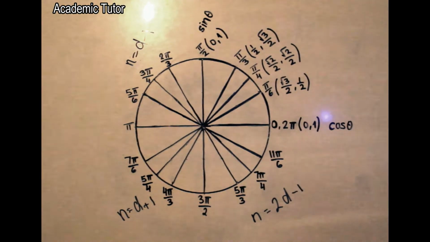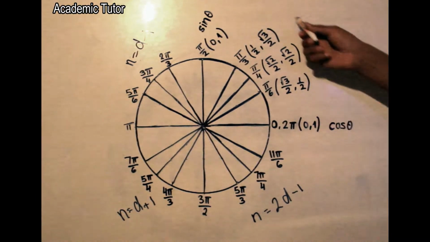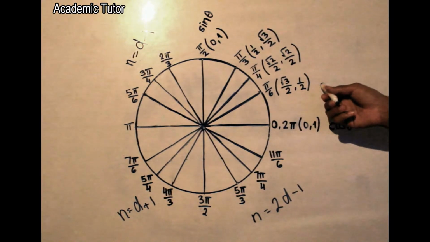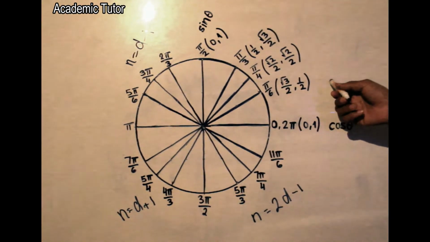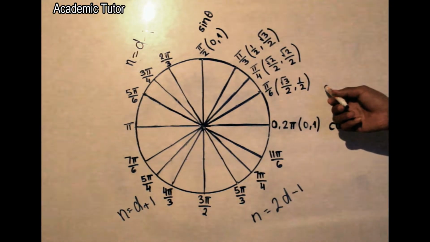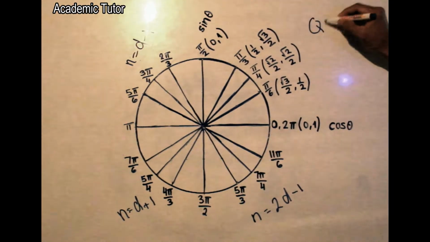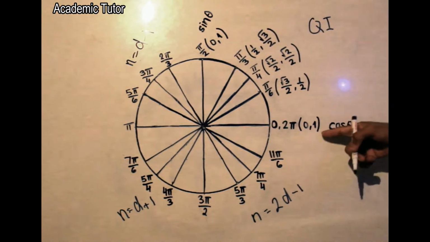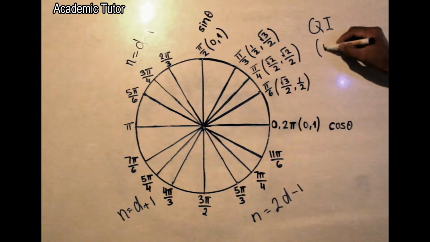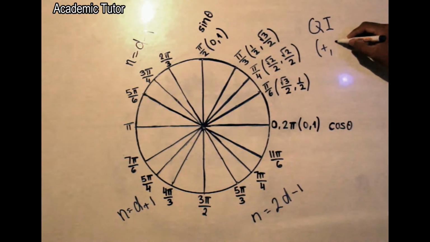And now we're going to talk about the ways to remember the corresponding coordinates of any special angle. All we need to know is the coordinates of quadrant 1. So from our previous experience with the coordinate plane, we know that in quadrant 1, the x values are positive and the y values are positive.